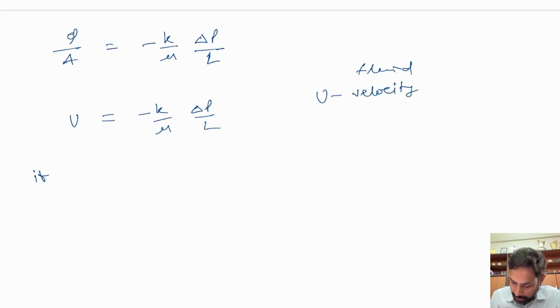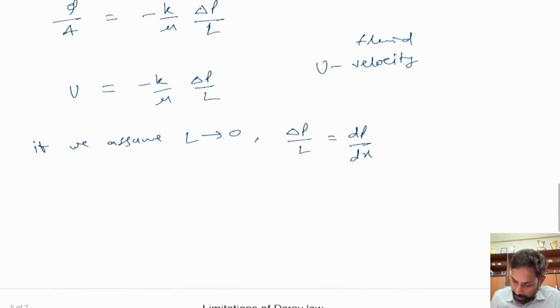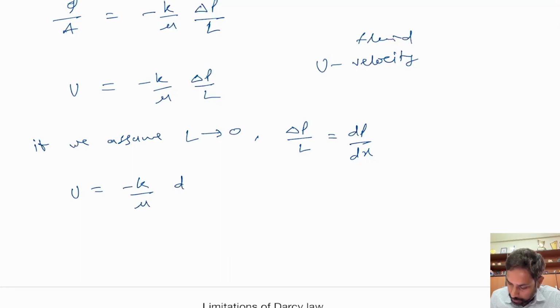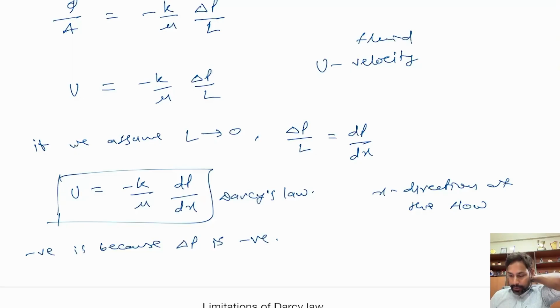If we assume L to be very small, let's say L tends to 0, in that case this delta P by L can be approximated as dP by dx. If we consider an extremely small length scale, we can simply convert this into differential form, and that is why U can be given as minus K by mu dP by dx, where x is the direction of the flow. This equation that you get here is known as Darcy's law. The negative sign you see is because dP by dx is negative, and that's why we have to use a negative sign here.